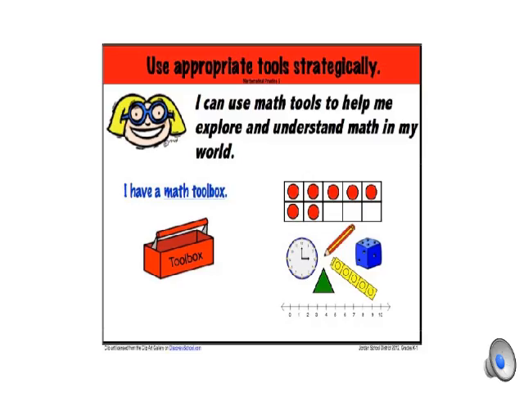Use appropriate tools strategically. As this class poster suggests, our goal as teachers is to guide students to the conclusion that, as the poster states, I can use math tools to help me explore and understand math in my world. That students would know that they have a math toolbox, a variety of math tools that they might use, and that it's up to them to decide which tool makes the most sense in a given situation.